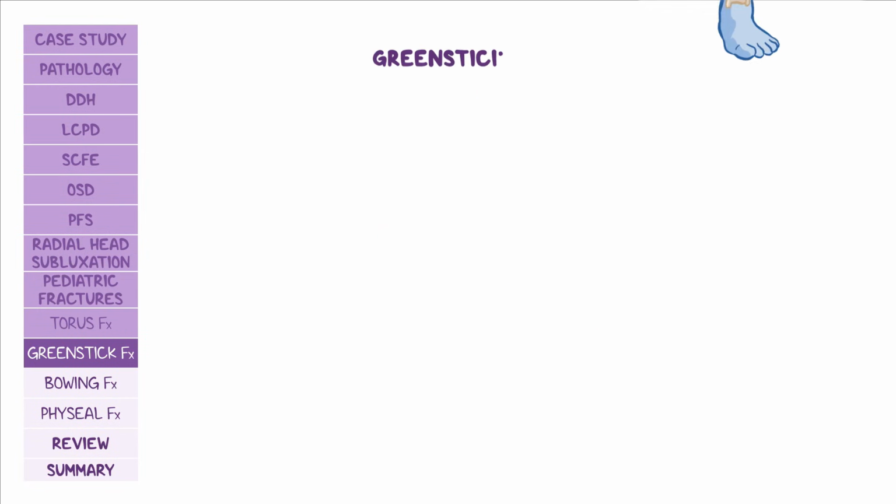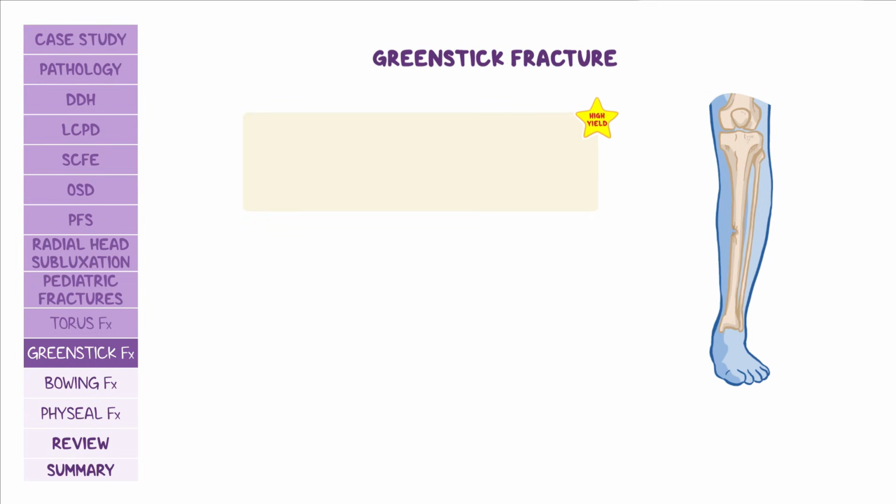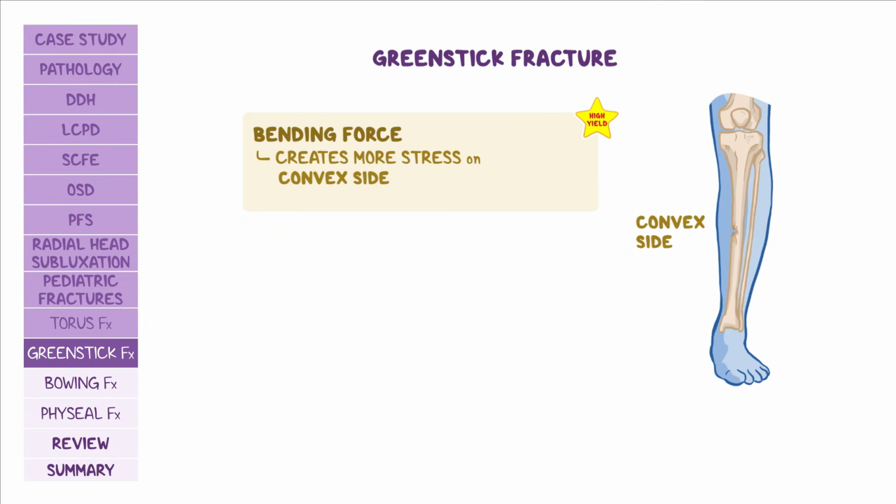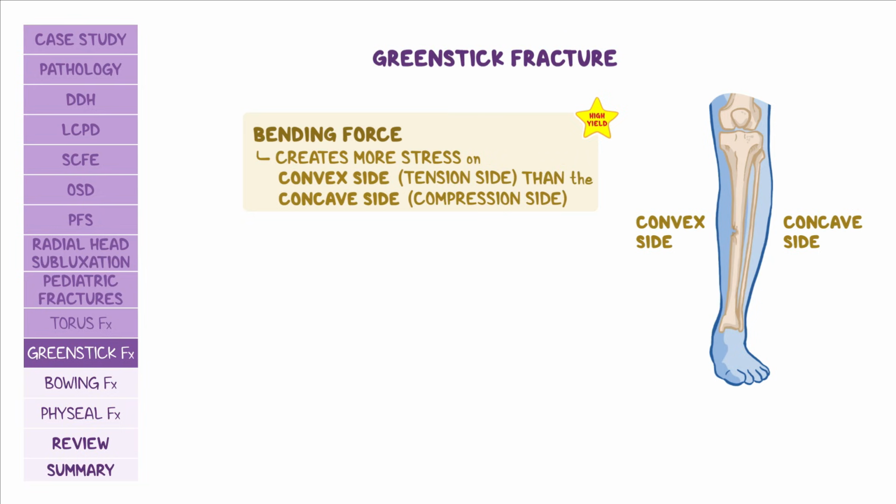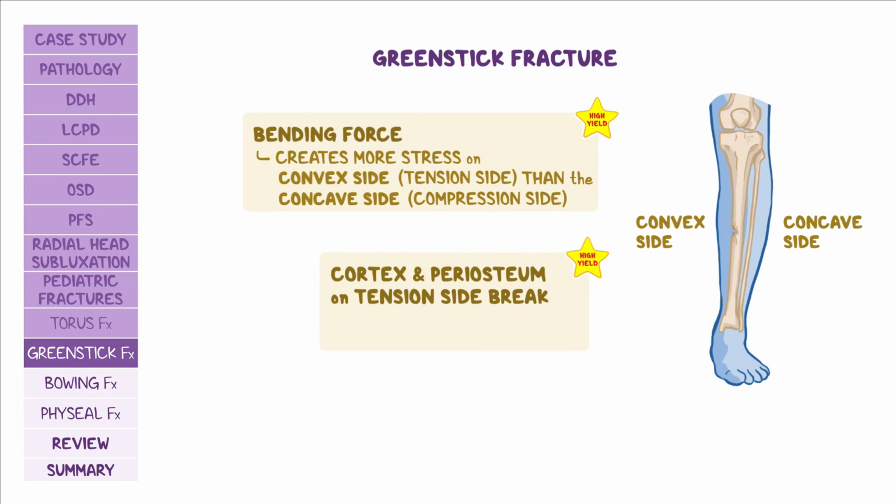Next, there's the greenstick fracture, which typically occurs due to a bending force that creates more stress on the convex side of the bone, called the tension side, than the concave side, called the compression side. So, in contrast with torus fractures, with greenstick fractures, the force can cause the cortex and periosteum on the tension side to break, while the compression side will remain intact, just like when you try to break a green stick or twig.